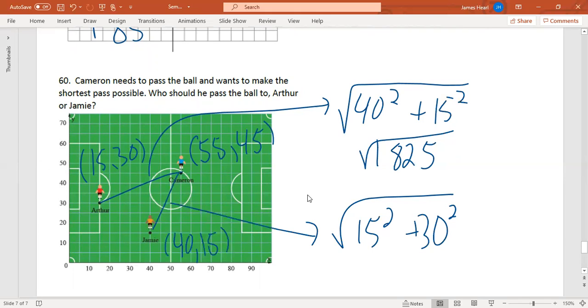Don't even really need to calculate this. You already know the distance to Jamie's shorter. The 15's matched and 30 is smaller than 40. But just to be thorough, 15 squared plus 30 squared is 1,125. The shorter pass is the one to Jamie.